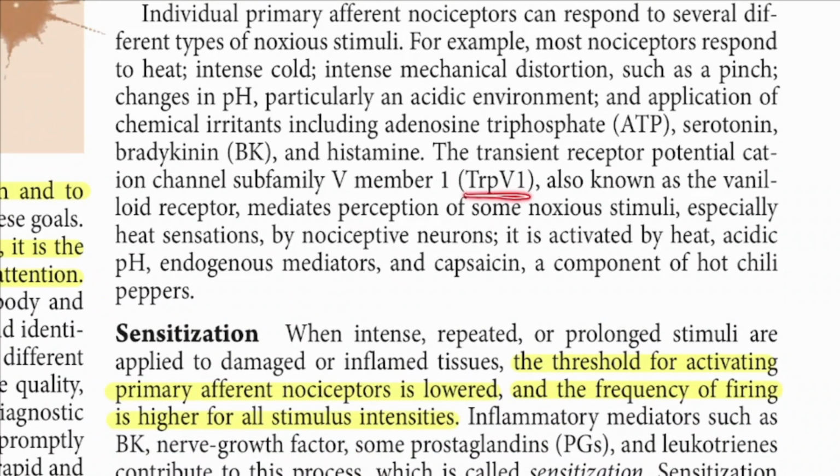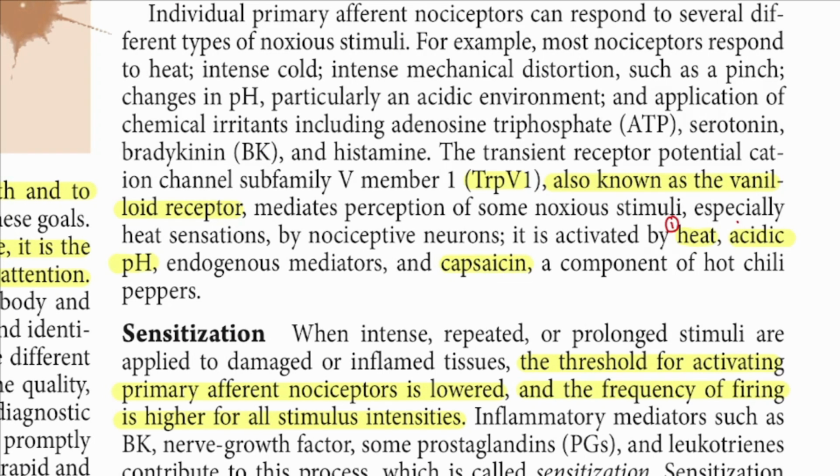There is another channel subfamily, TRPV1, known as the vanilloid receptor. It is very important to remember, by the way, because in NEET PG there has been a question on this TRPV1 channel many a time. Nociceptive neurons are activated by heat. They are sensitive to heat, acidic pH, and capsaicin. These three are the stimuli for TRPV1. We must not forget them: heat, acidic pH, and capsaicin.